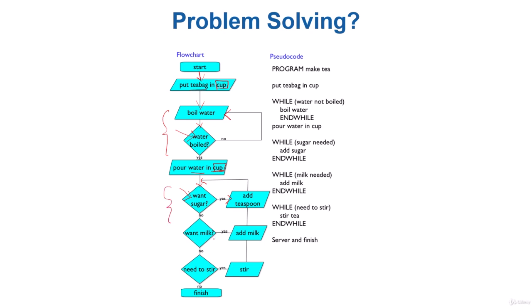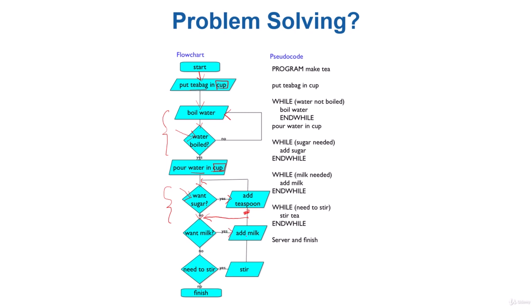Because some people just take tea without milk. Maybe somebody wants milk, maybe somebody doesn't. So want milk? Yes, so add milk. So that's a mistake. This loop should go right there, and this line shouldn't be there. That's wrong. Add milk, and then ask, want milk?